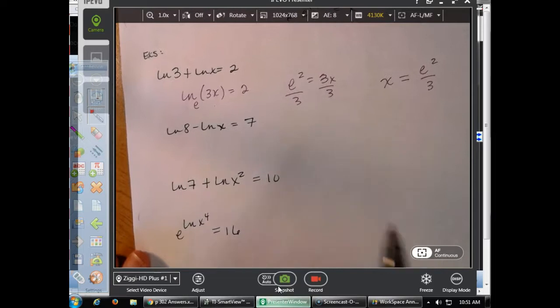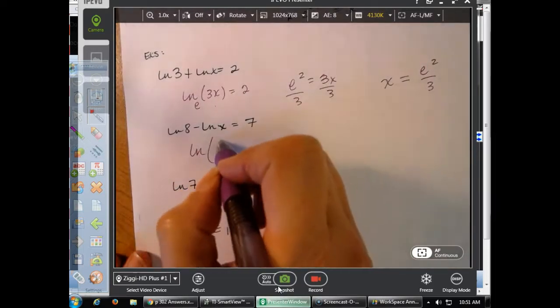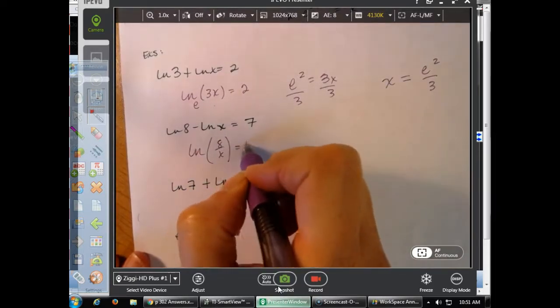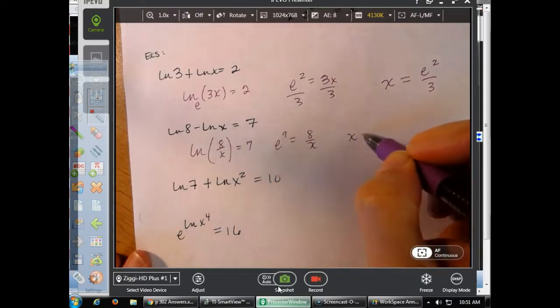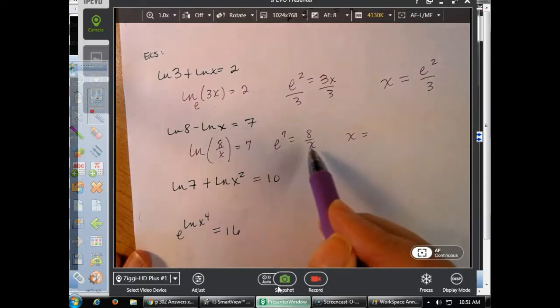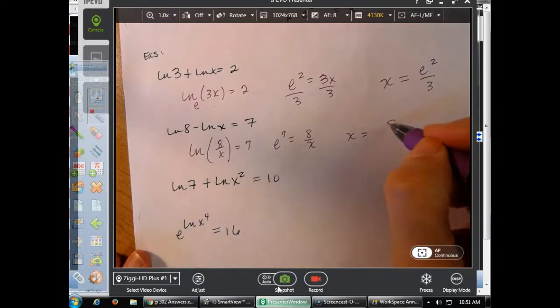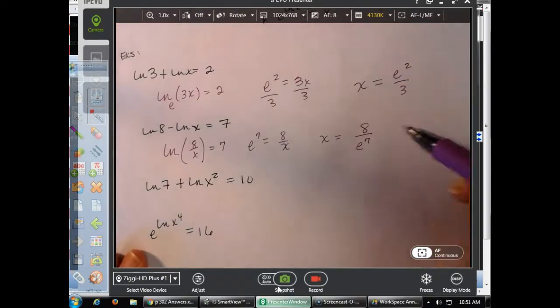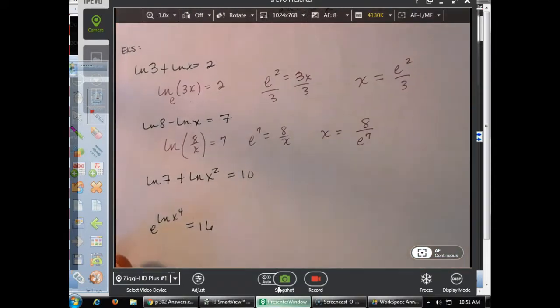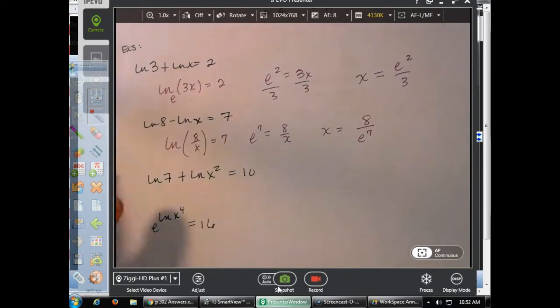Okay, what about the second one here? 8 over x. And then e to the 7 will be equal to 8 over x. So x is going to be equal to what? They're just going to change places, remember? So it's going to be 8 over e to the 7. Now, I know the book said 8 times e to the negative 7. Usually you don't want to leave negative exponents, so I would prefer that answer. Okay, what about the next one?